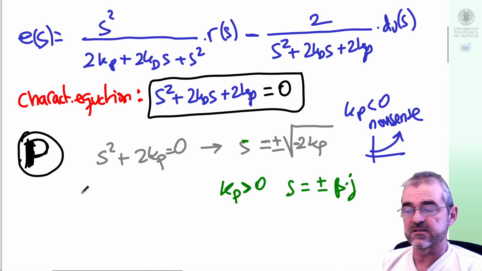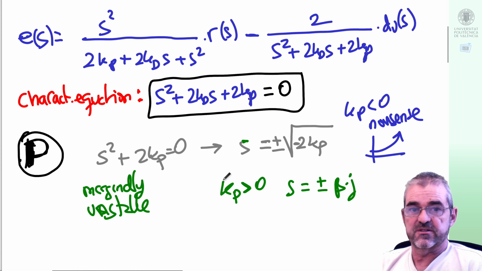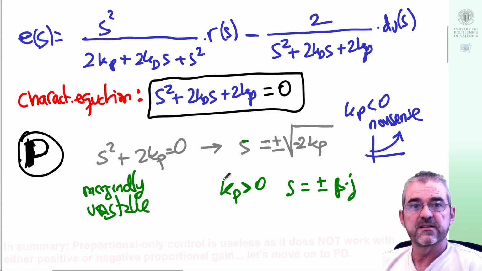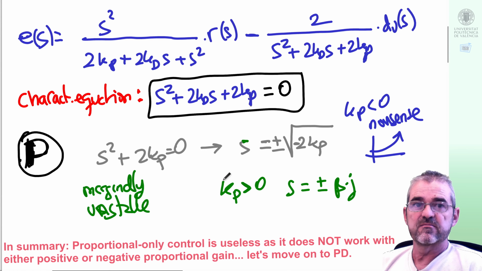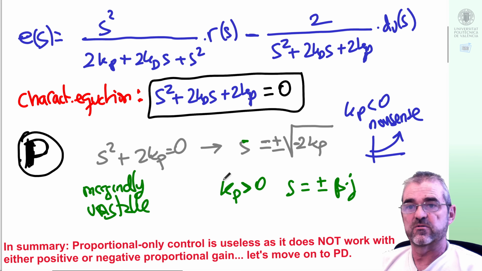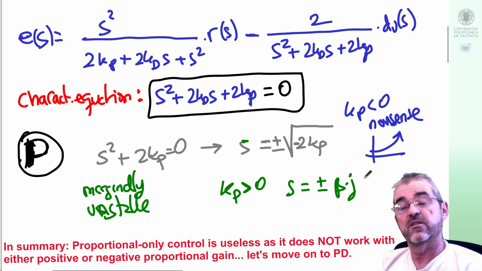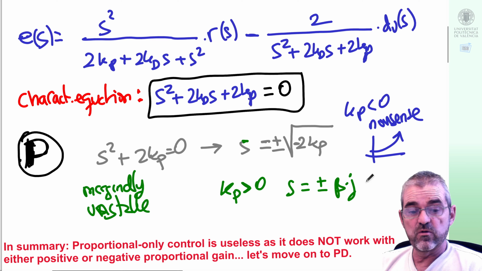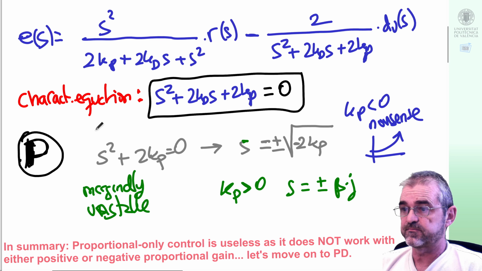This is a marginally unstable loop. Persistent oscillations that never reach the set point are useless for most control purposes, so we call it marginally unstable, let's say. Other people call it marginally stable. It's just a name, but it's usually the sign of a non-working controller. And of course, if kp were negative, this would be exponentially unstable. So this is the analysis of proportional control. Then let's analyze now the full proportional derivative control.